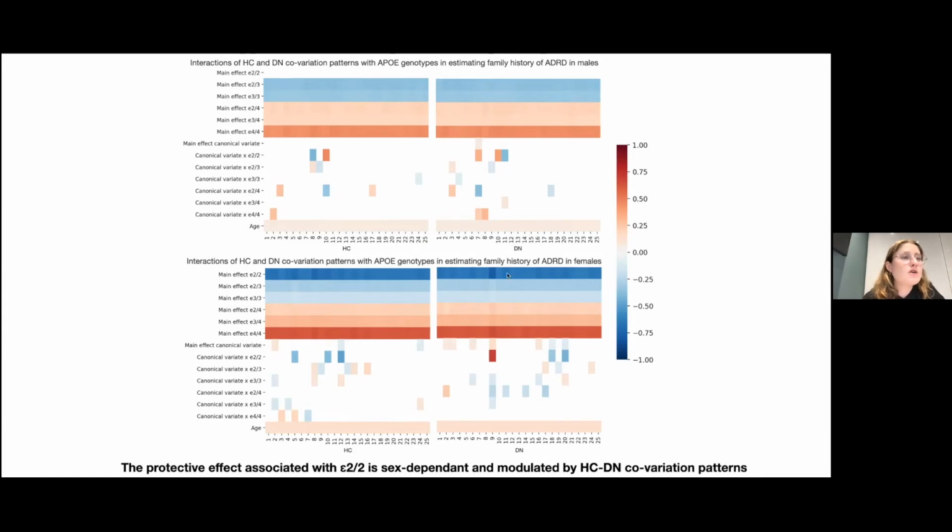At the top, it's male, bottom, it's female. And if we zoom here for female on the default network side, we see that E2 is protective against family history of Alzheimer's disease, right, against the risk, which is something that we know. But if you have a brain structure that is highly expressive of mode 9 on the default network side, you have twice the odds of having family history of Alzheimer's disease, which is what we observe here with this really strong coefficient for the interaction of E2 and mode 9 on the default network side. So it looks as if sex and brain structure kind of modulate the protectiveness and risk associated with E2 and E4.